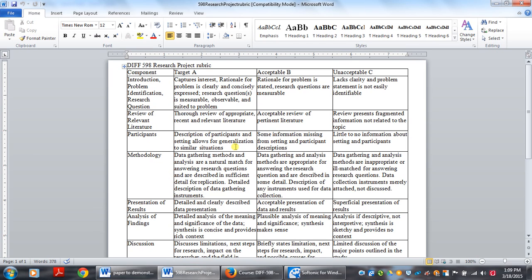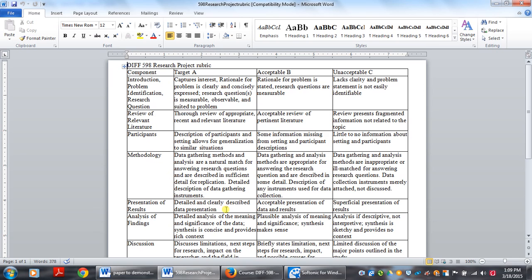The purpose of describing your participants is so that people who are reading it can understand if the participants that you used in your research are the same or similar to the people that they are working with. Your methodology, you're going to describe how you gathered your data. Make sure that you include any instruments used for your data collection. You need to describe them, and then you should include them in the attachments.